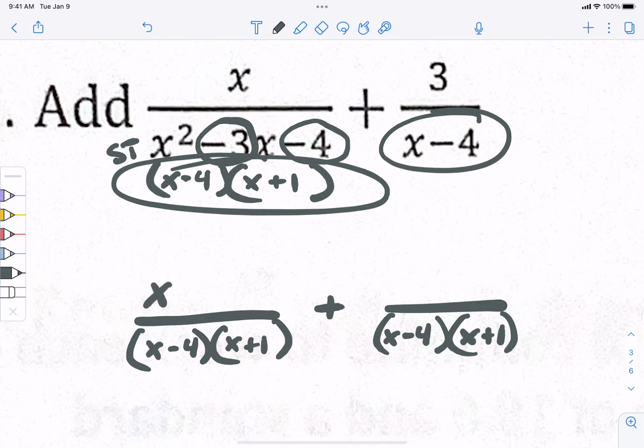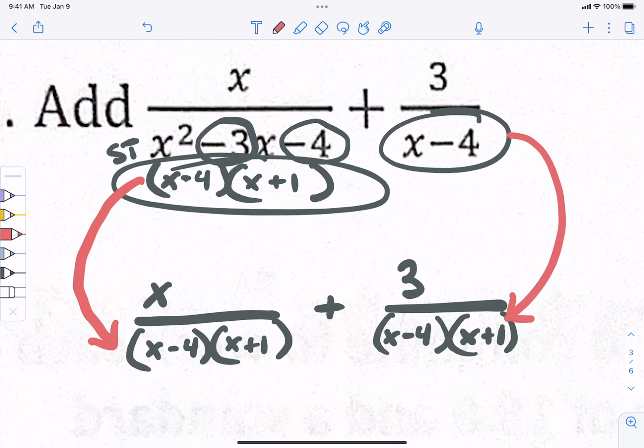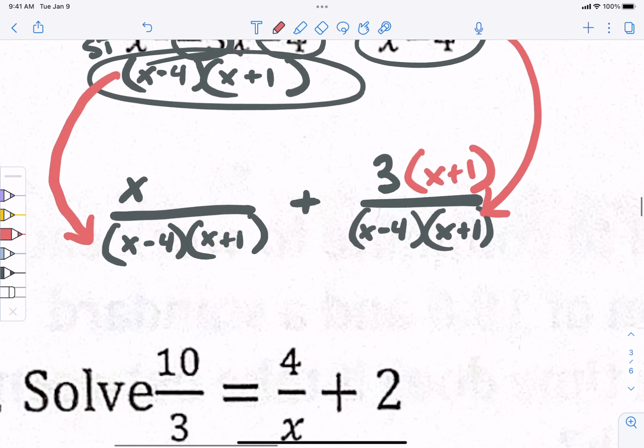Okay, then I'm going to start with the x, I'm going to start with the 3, and then we're going to multiply by what he is missing. So this x up top here, what does he need in order to make the bottom the same? Nothing, right? What does the 3 need to be multiplied by? He needs an x plus 1. Okay, now we just combine the tops, right?